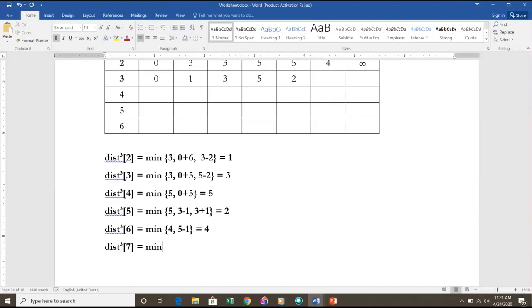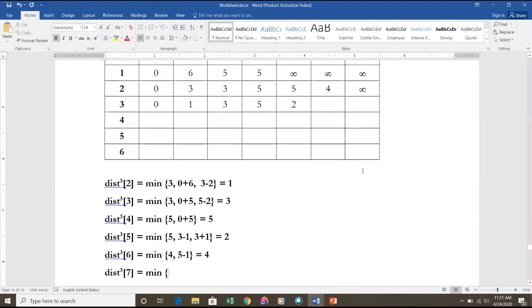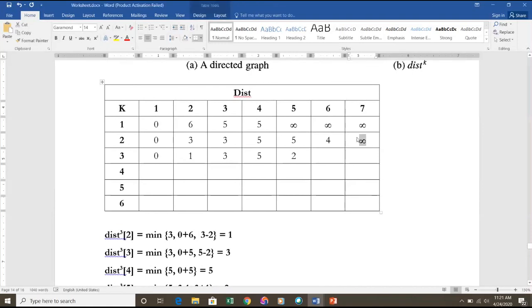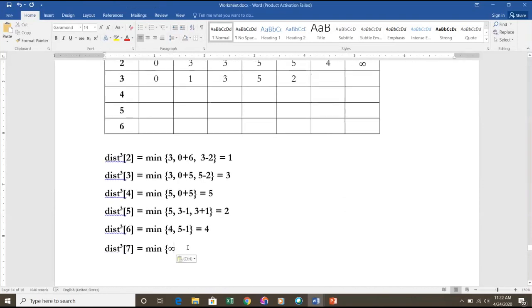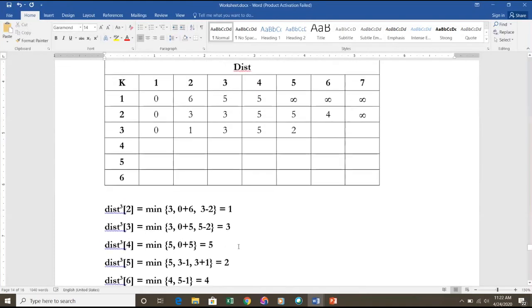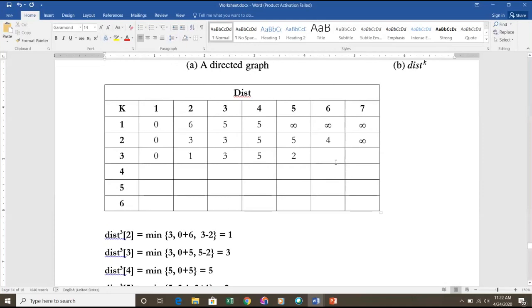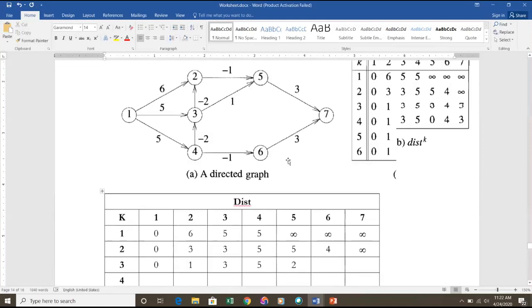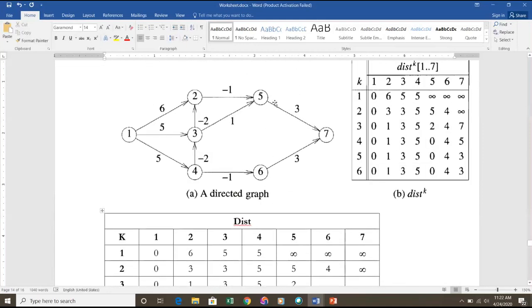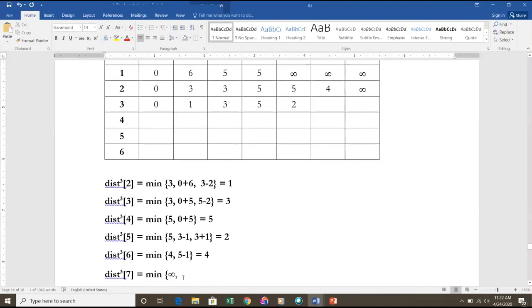So similarly, dist of 7. What does 7 contain previously? Which are the edges incident on 7? There are two edges. One is from 5, other one is from 6. Let us take 5 first. What is the previous value of 5? It is 5. So 5 plus 3. One value is 5 plus 3.